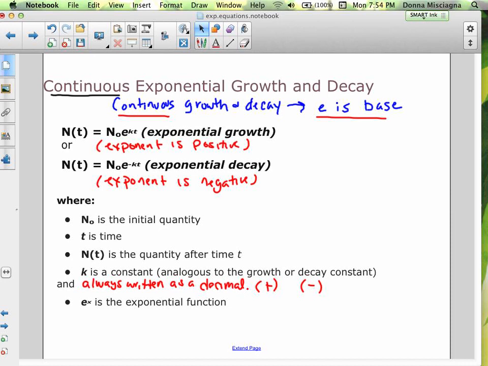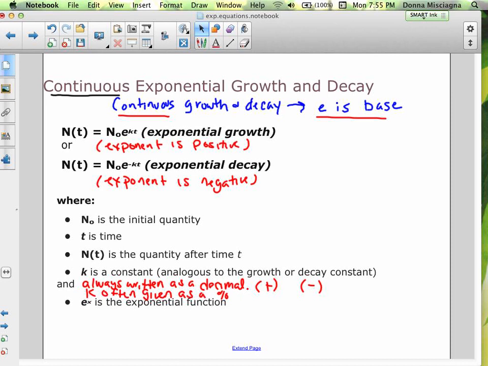It's always written as a decimal, and it's either going to be positive or negative. And you'll know what value k is because either it's going to say k equals or it's going to say percent. So k is often given as a percent, and you're just going to change it to a decimal. And that k is an exponent on e. It's positive if it's growth, it's negative if it's decay.